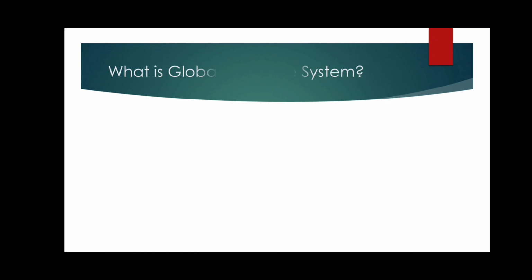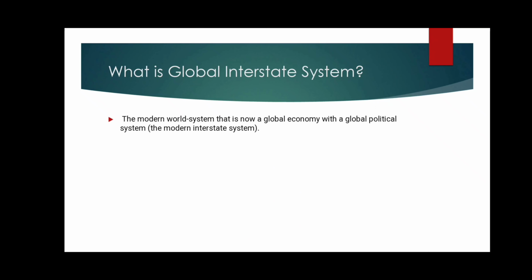What is the Global Interstate System? The modern world system that is now a global economy with a global political system is the modern interstate system. In contrast, the global economy with the global political system is what we call the global interstate system. It refers to the political relationship between different state unions, in relation to globalization in our economy. The global interstate system makes trade smoother and less costly because of the agreements and policies between countries. Hence, it makes importation and exportation easier. It is globalization as a political process.